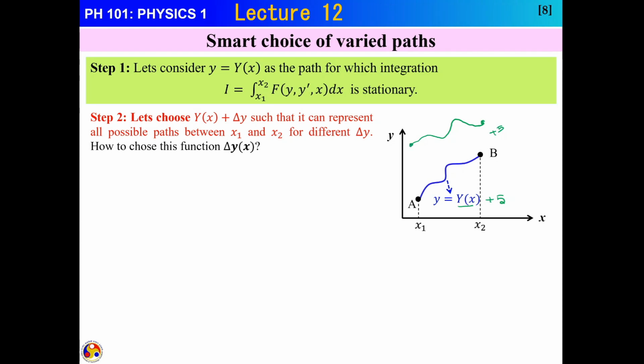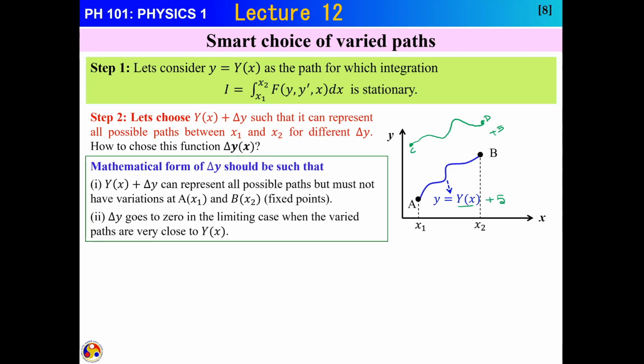In such a case, you are not starting from A and ending at B. You are starting from C and ending at D. So you are completely taking a new path, which isn't correct. So we have to put a proper mathematical condition such that I can form this delta y such that when delta y is added to this y of x, it can represent all paths, but it should not have any variation at A and B.